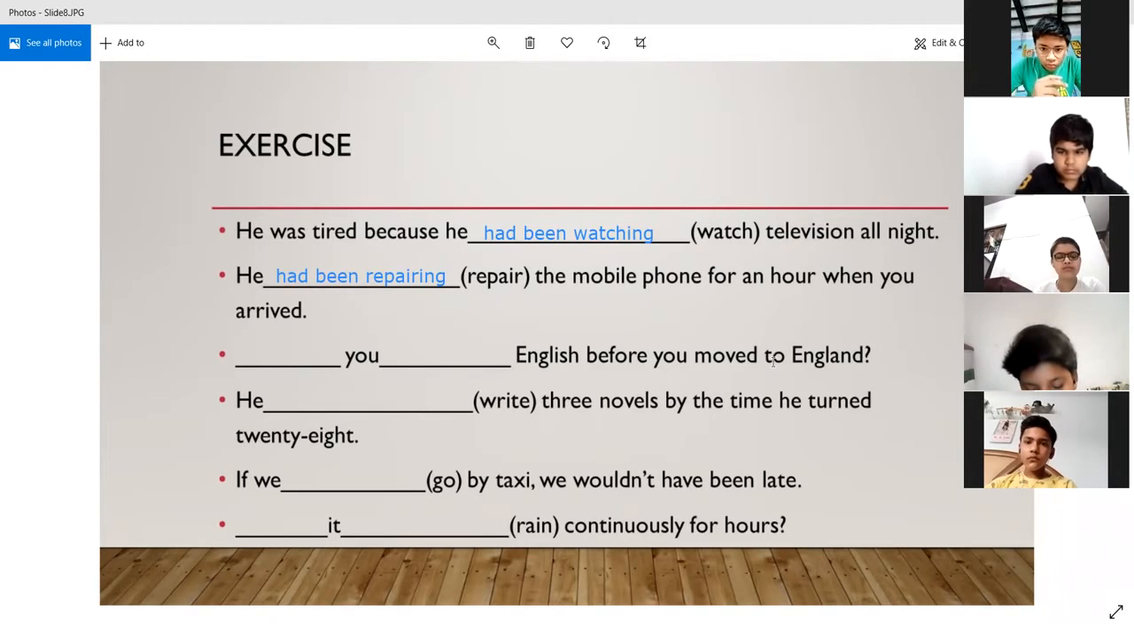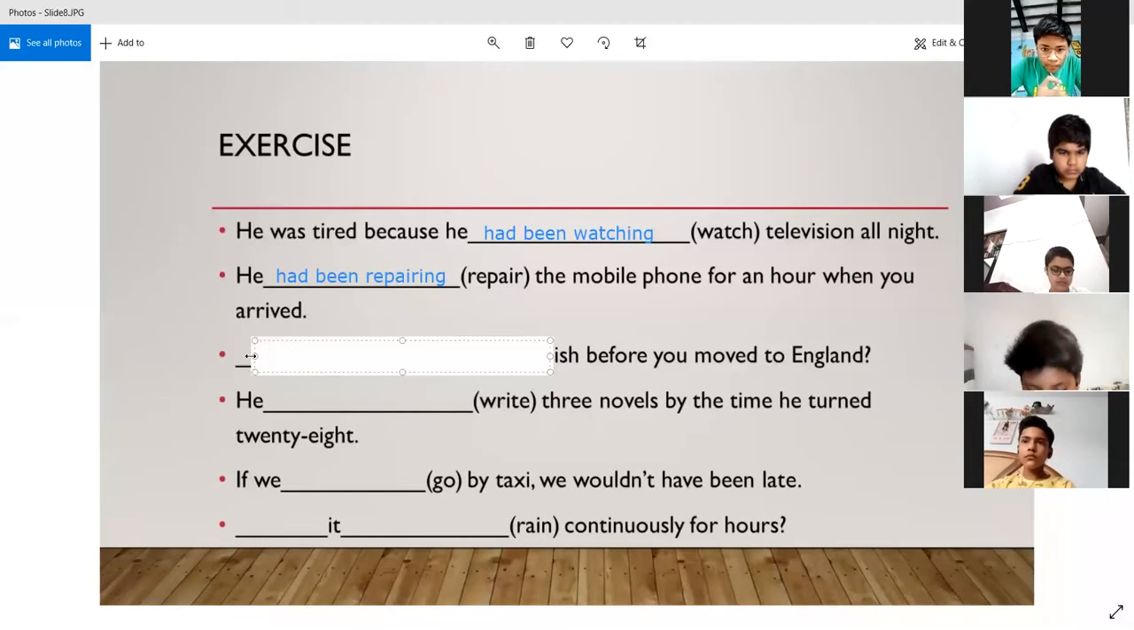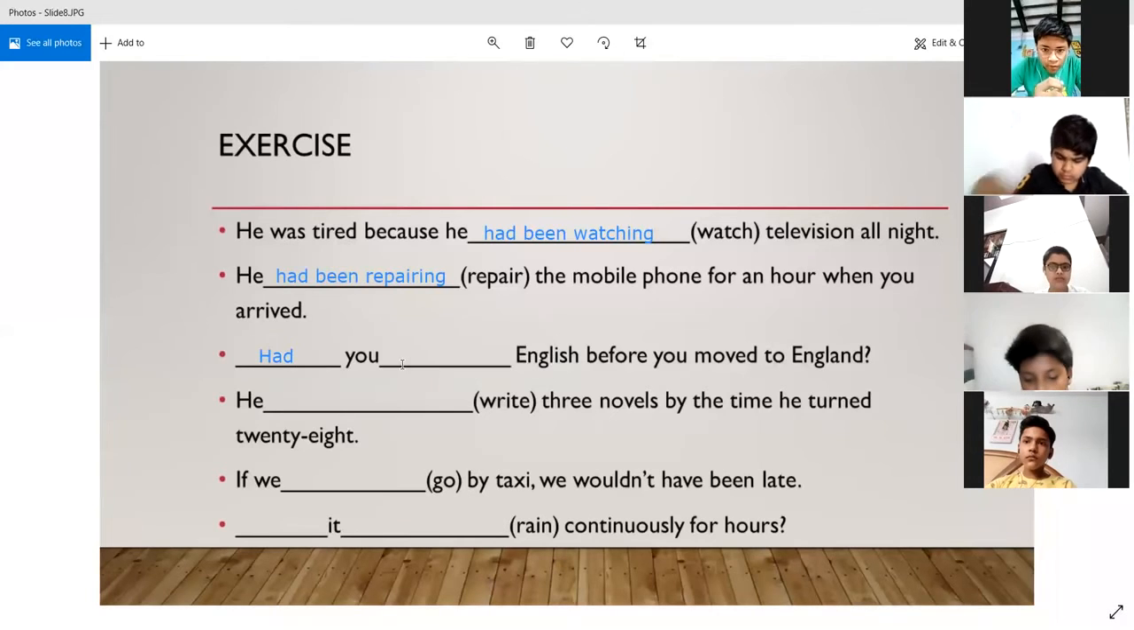Yes, sir. So here there is nowhere any implication. Nowhere it is being implied over here that the action was continuously going on up to the point of second activity or has very recently finished. Right. So we can't make that out from here. So we will simply use had you learned, right?